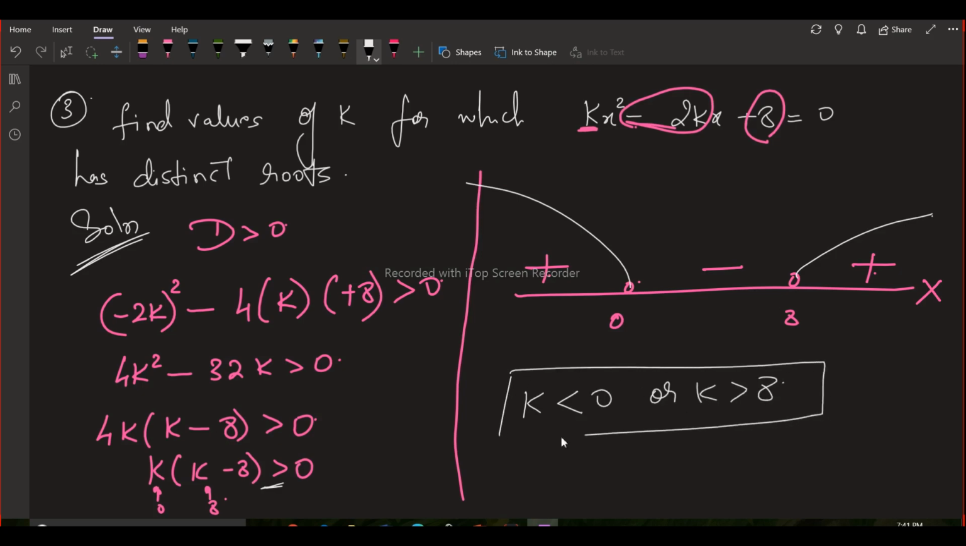This is your answer. If you want to write this in terms of intervals, you can write k belongs to minus infinity to 0 union 8 to infinity. Round brackets because it is not equal to 0 or equal to 8. So this was nature of roots, and this is very widely used in class 9, 10th, 11th, 12th, in JEE Mains, and also in international boards. So very widely used concept, very important concept, and in fact very easy, very logical to understand.